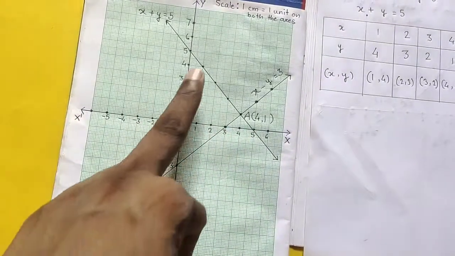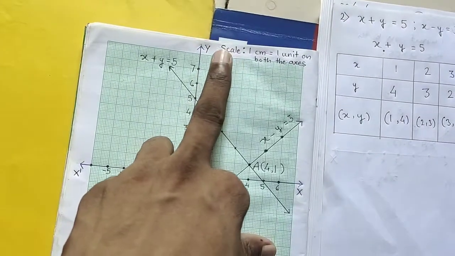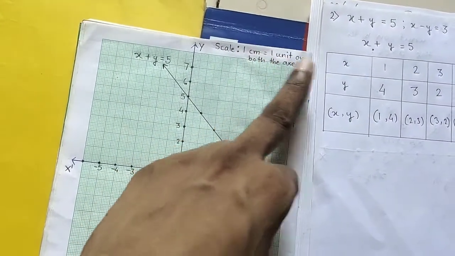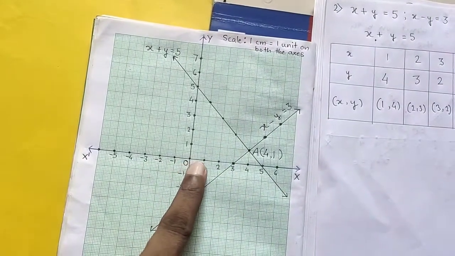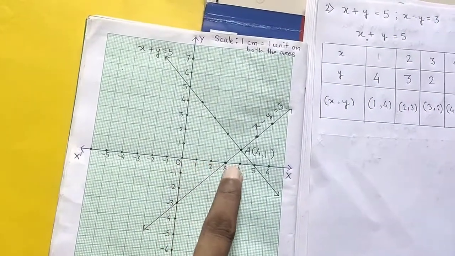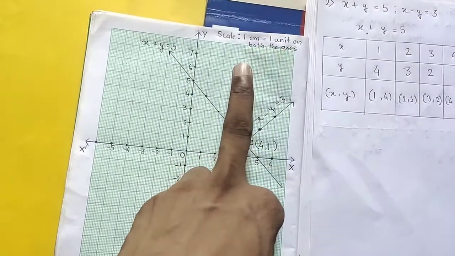Then the third step is to draw the x and y axis. Write your proper scale, that is 1 centimeter is equal to 1 unit on both the axes. See, we have followed 1 unit on each box, right? 1 box for each number. So that is why 1 centimeter equals 1 unit on both the axes.